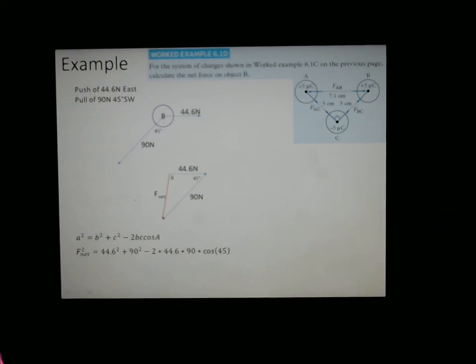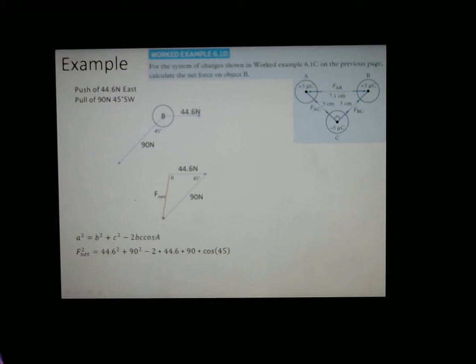Okay, so our F net, we don't know what that is, and note that's F net squared, but the equation editor does some weird stuff there, equals 44.6 squared plus 90 squared, take away 2 times 44.6 times 90 times the cosine of 45. So we're using all three sides, and we're using the angle that is opposite the unknown side. Most of the time that'll work out quite nicely.